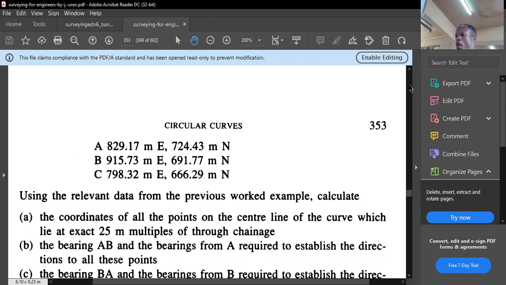915.73 meters eastern. I've already explained eastern and northern to you, so you know what they are. I think you know them already, even before this class. Meters northern. Then what is called C is actually T. I can't believe this. So please, guys, be careful. Is that okay?